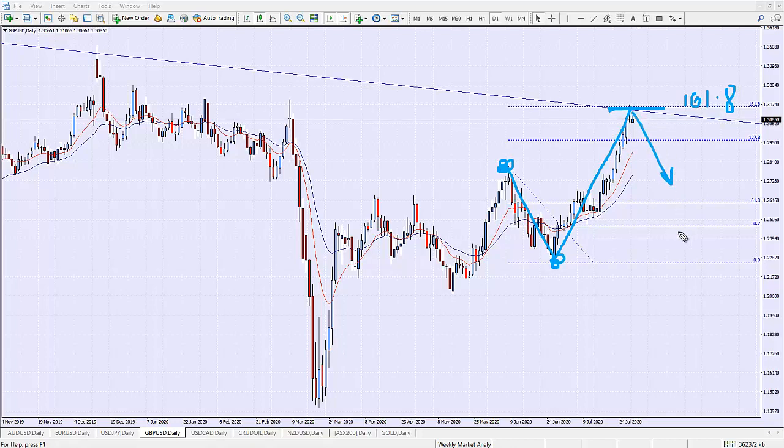So first of all, I'm on the 161 Fibonacci. Second, I'm on this top line, the third point. So there's two reasons. And thirdly, I'll leave that Fibonacci there. The last thing that I'm looking for is a reversal pattern.